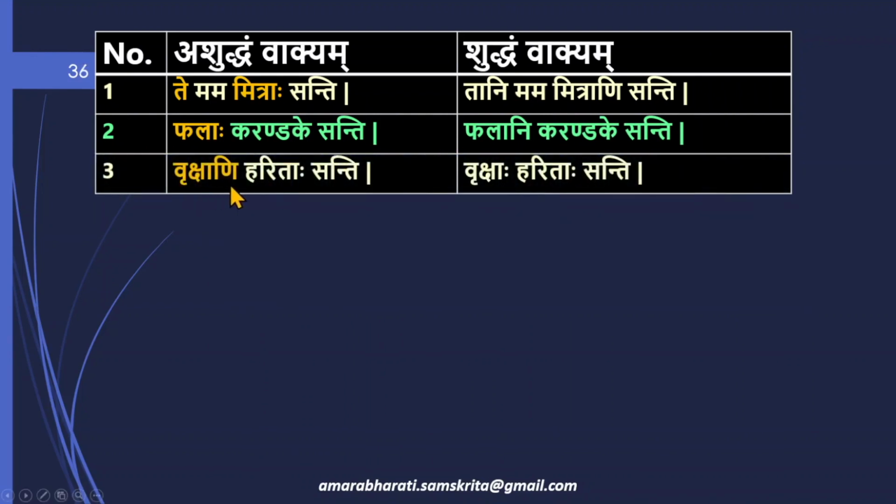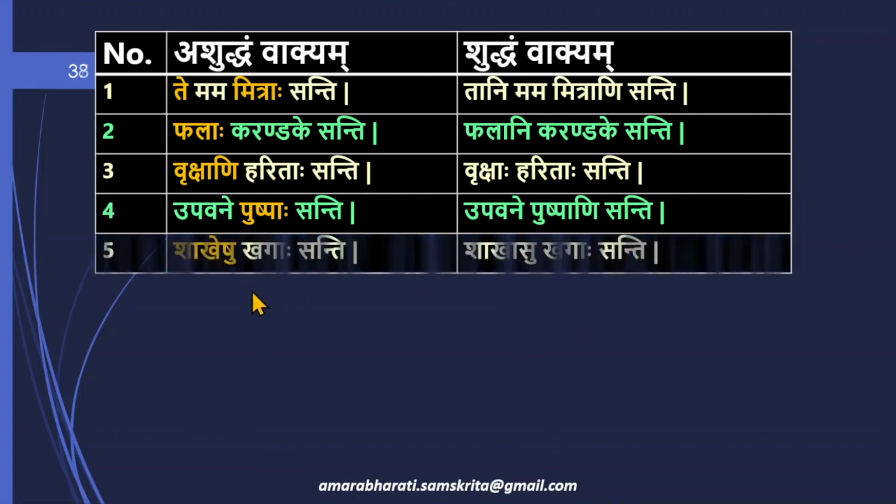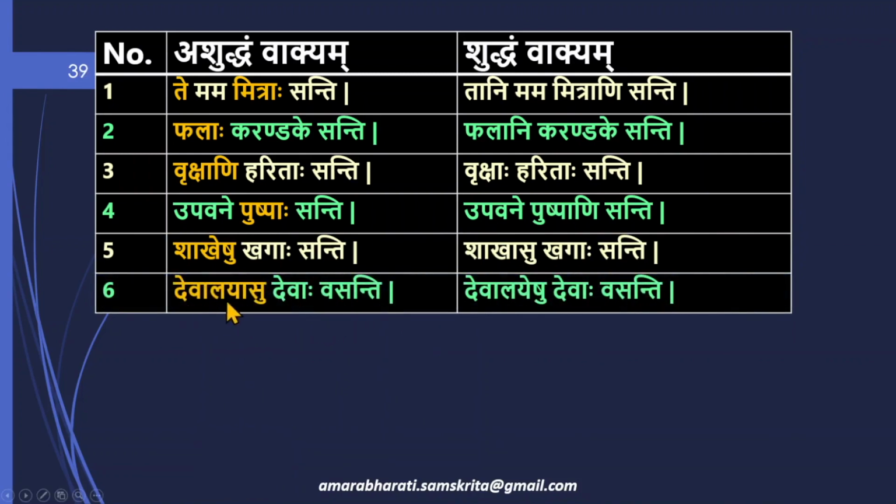Next one, vrikshani is written. Vrikshani is wrong. Vriksha should be a pullinga word, so it is vrikshaha haritaha santi. Next one, upavane pushpaha. Pushpa is a napumsakalinga word, so it should be pushpani santi. Next, shakheshu. Shakha is a feminine, a strilinga pada, so it should be shakhasu. Next, devalayasu. Devalaya is a pullinga pada, it should be devalayeshu.